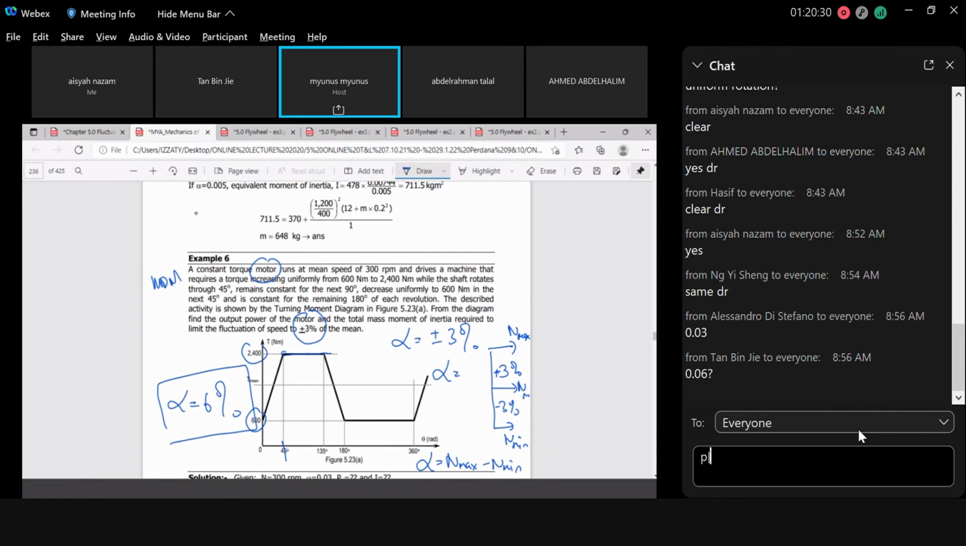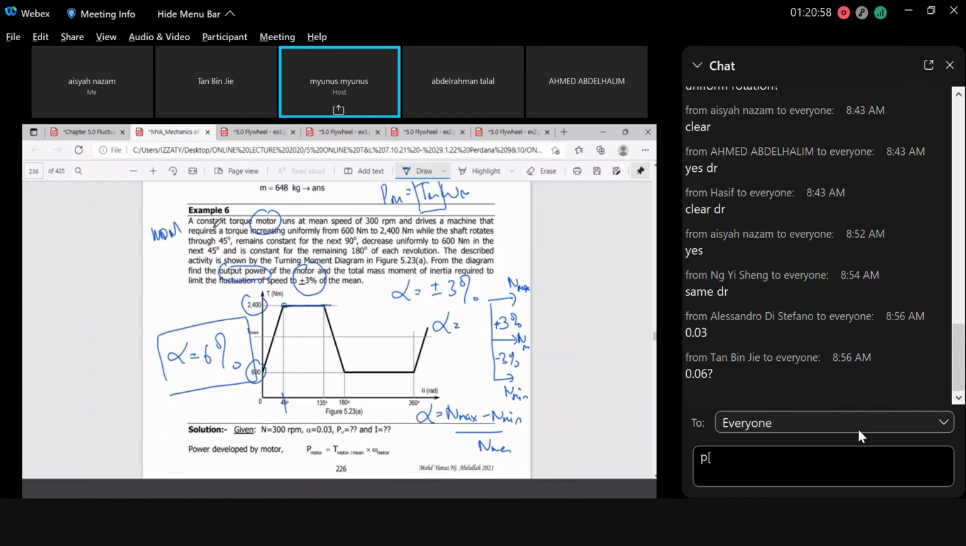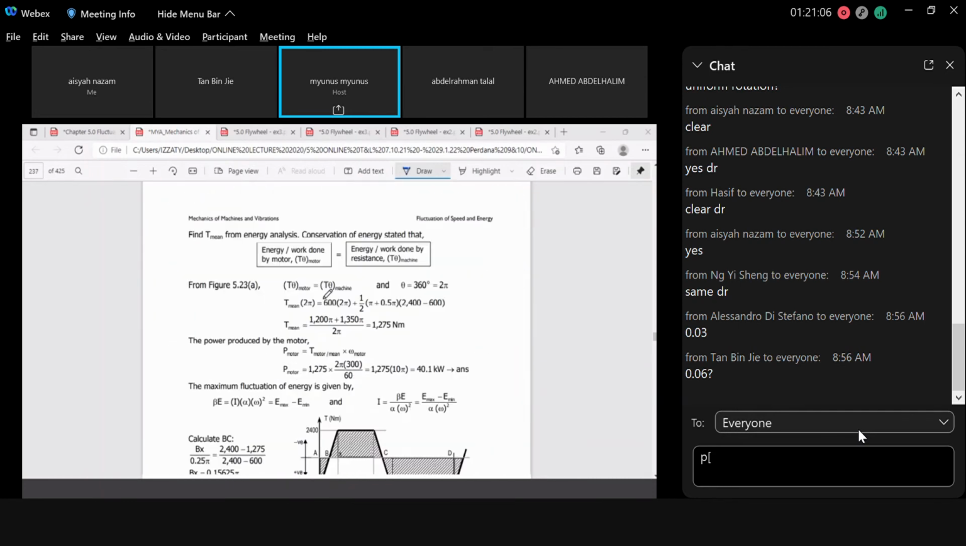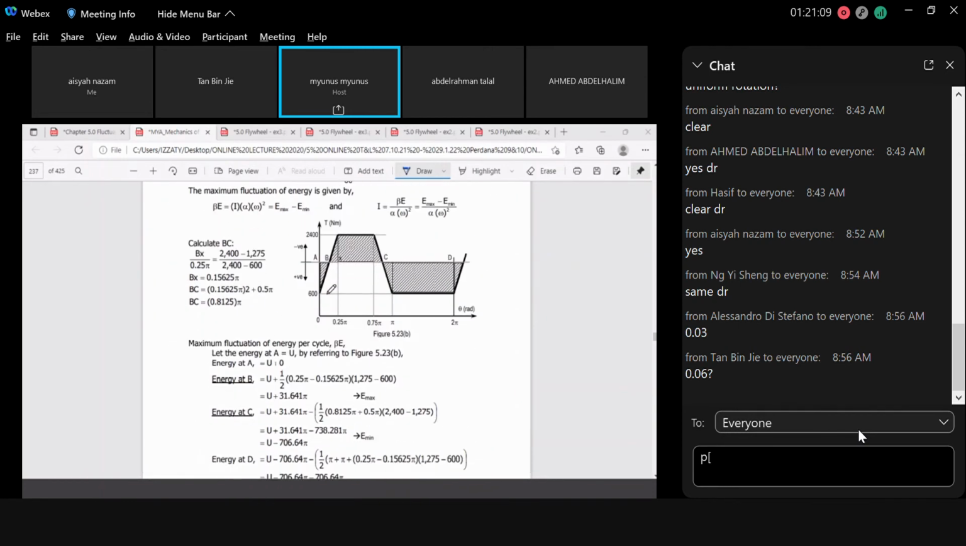So basically to define the output power of the motor, you want to find the power of the motor. So P motor must be equal to T motor times omega motor. Basically, you need to know what T mean is. And again, as I mentioned earlier, T mean is a very, very important parameter when calculating the equation or getting the equation results. Okay, so you can read this one on your own. I'm not going to do this one. Or you can read and also check on your own.